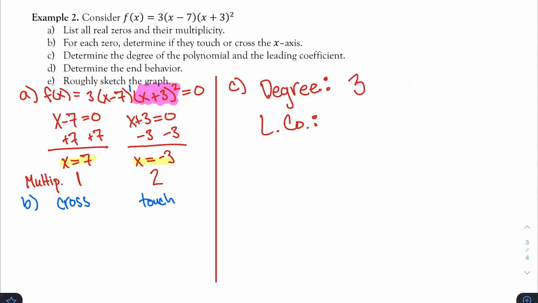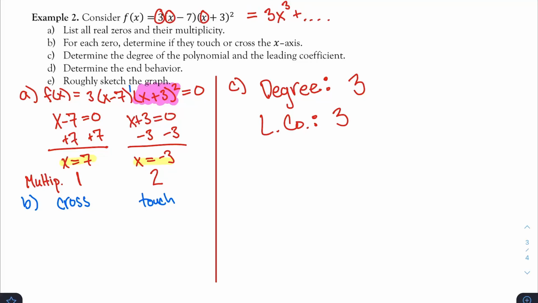For the leading coefficient, I can imagine if I take 3 times x squared, I would end up with 3x cubed plus some other material. In other words, I'm claiming my leading coefficient is also a 3. You can verify this again, if you want to, by multiplying out this entire function. You will get 3x cubed plus some other stuff.